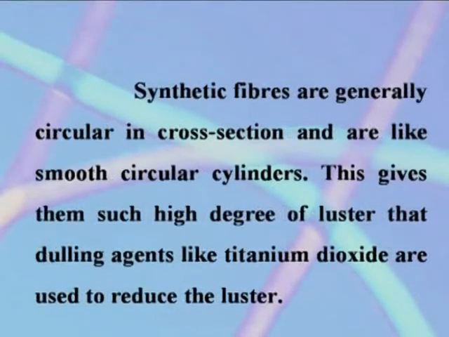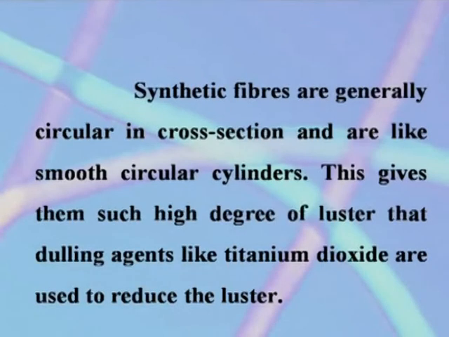Synthetic fibers are generally circular in cross-section and are like smooth circular cylinders. This gives them such a high degree of luster that dulling agents like titanium dioxide are used to reduce luster.